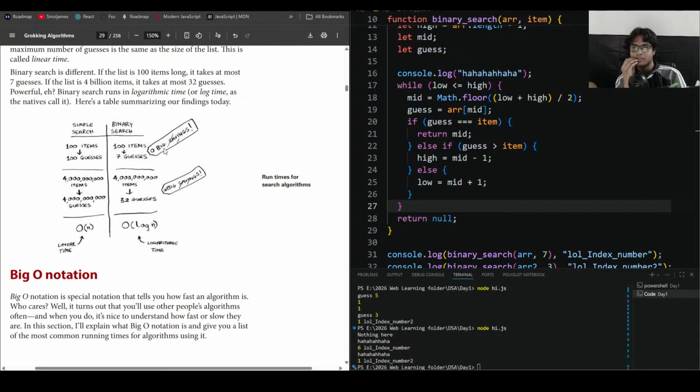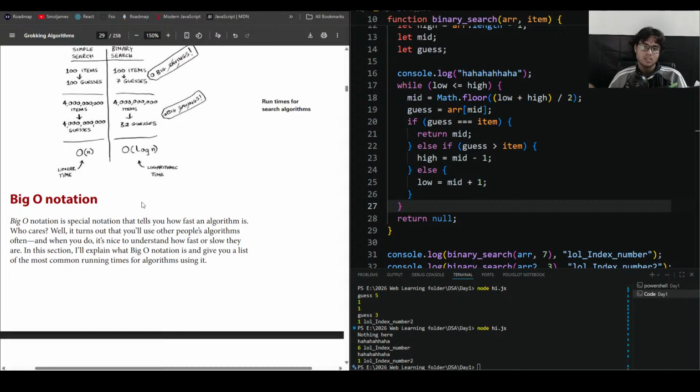So here's a table summarizing our findings today. For 100 items, linear search takes 100 guesses, binary search takes 7 guesses. For 4 billion items, linear search takes 4 billion guesses, binary search takes 32 guesses. Logarithmic time. Run times for search algorithms.